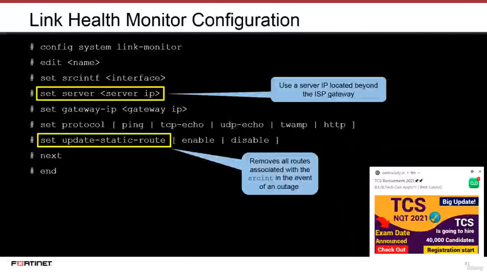Link health monitor configuration. The link health monitor is configured on the command line interface. You must set the egress interface, the IP address of the gateway router, and the IP address and the protocol. You need to enable the update static route setting to ensure that the FortiGate removes any matching static route in the event link health monitor detects an outage. This will allow any secondary route configured with a higher distance to be activated. You can configure multiple health monitors, for example, one for each ISP.